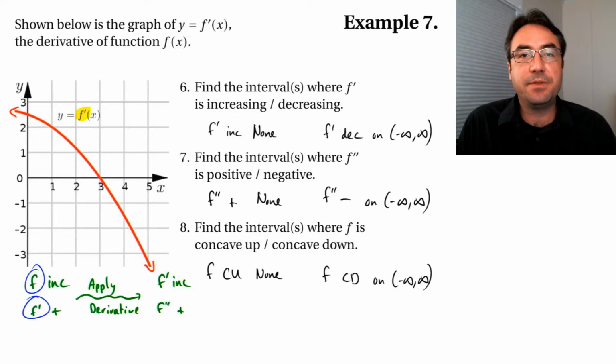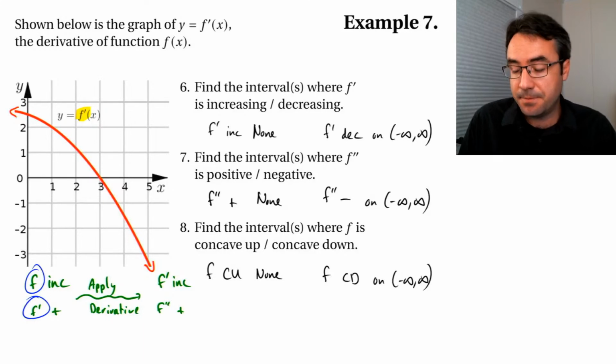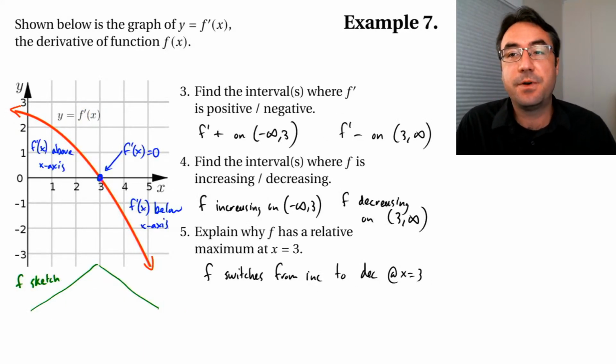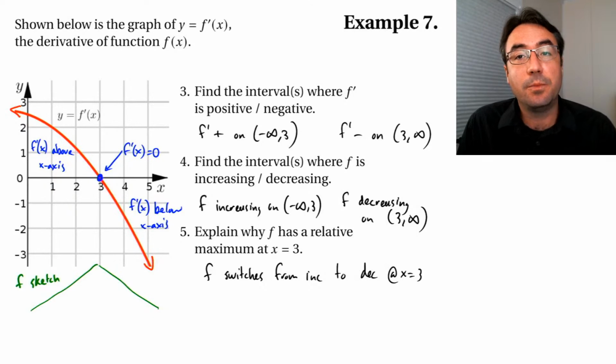So just given this graph of f prime, we're able to figure out the shape of f. We are able to figure out where the original function f is concave up, concave down. We're able to figure out where the original function f is increasing, where it's decreasing. We're able to figure out where it has a local maximum.